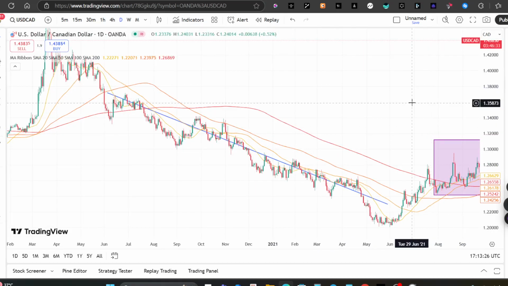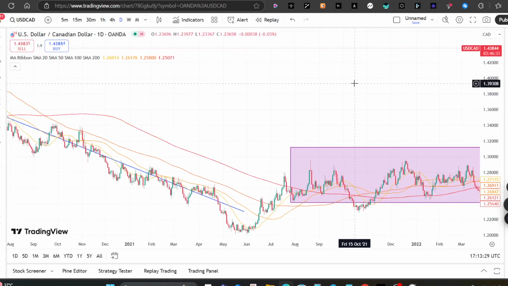So in an uptrend, you'll be looking for buying opportunities when the ribbon is aligned upward. In a downtrend, you'll be looking for selling opportunities when the ribbon is aligned downwards.